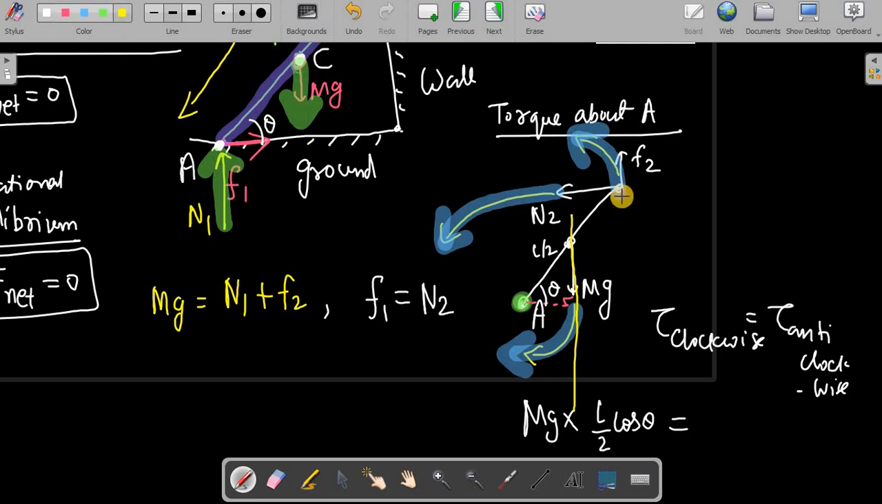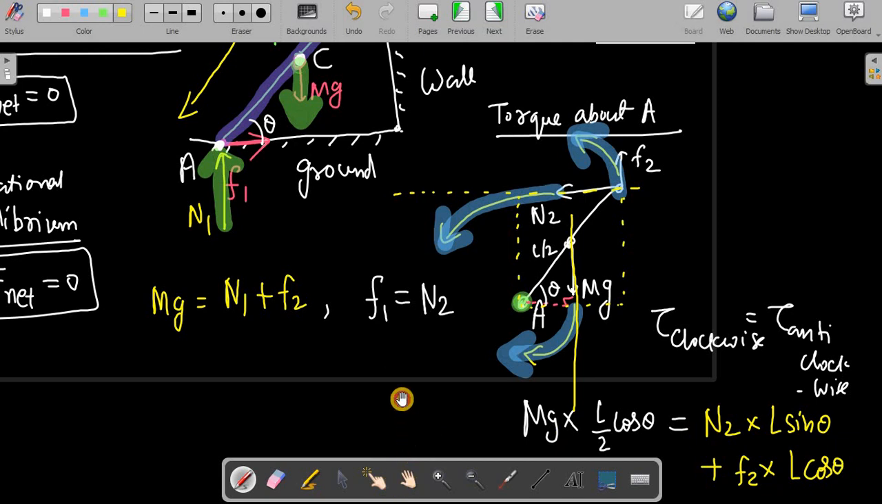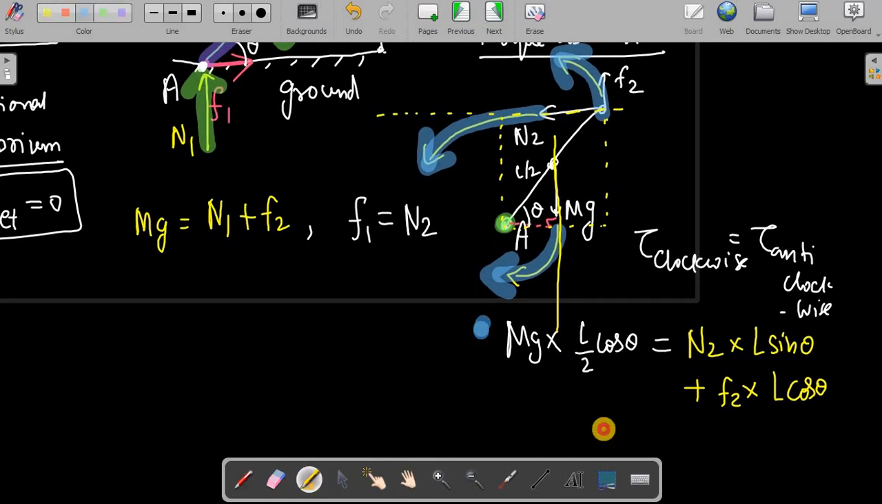On the anticlockwise side, N2 into this distance, the line of action. This line of action is separated by this vertical distance, which is L sin theta. Similarly, for the other force F2, this line of action is total L cos theta. So like this, you can balance these forces and you can get the equation.